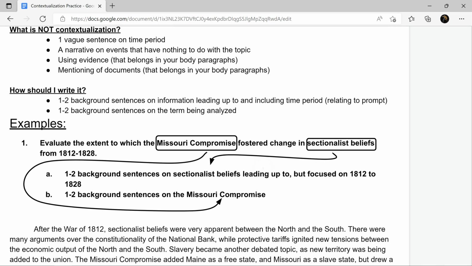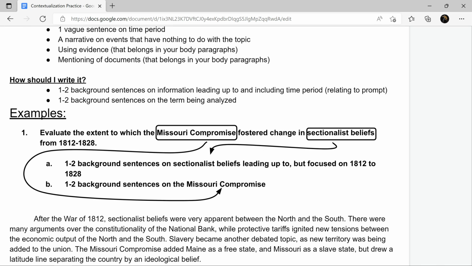So here's the example. Okay? If you look here, here's the prompt, right? The prompt says, evaluate the extent to which the Missouri Compromise fostered change in sectional beliefs from 1812 to 1828. Y'all with me? Okay. So now, notice how I circled and told you what I was doing, right? So Missouri Compromise is going to be what I do for B. Does everybody got me on that? And then as far as sectional beliefs, that's going to be A.